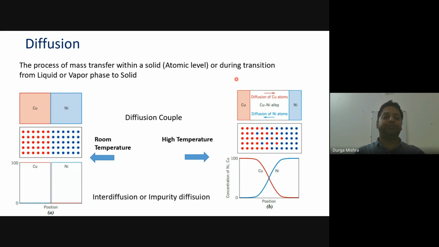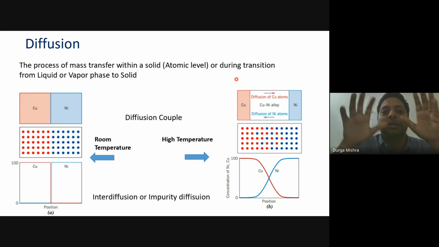What we have discussed so far: we started our discussion with what the structure is, what the bonding is, what the structure is on an atomic scale. Then we talked about the kinds of imperfections or defects that can exist in a solid. Now we are moving into a topic called diffusion, which is related to how these atoms move.